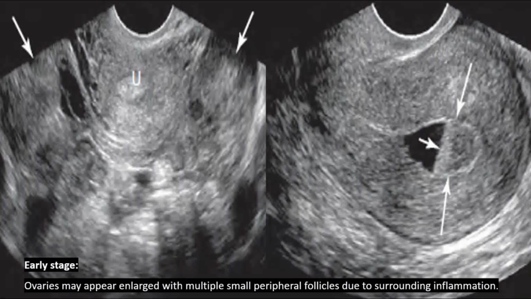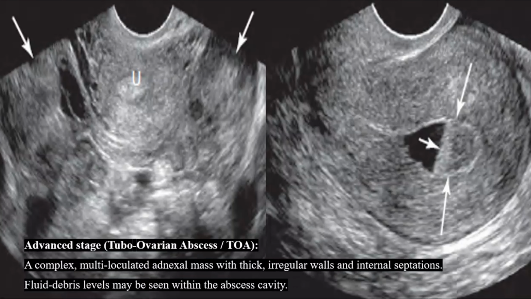The ultrasound of early stage pelvic inflammatory disease shows the ovaries, which may appear enlarged with multiple small peripheral follicles due to the surrounding inflammation. In the advanced stage, it may cause a Tubo-Ovarian Abscess, which shows a complex multi-loculated adnexal mass with thick irregular walls and internal septations, and fluid debris levels may be seen within the abscess cavity.